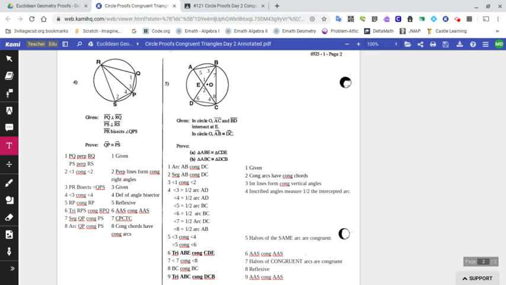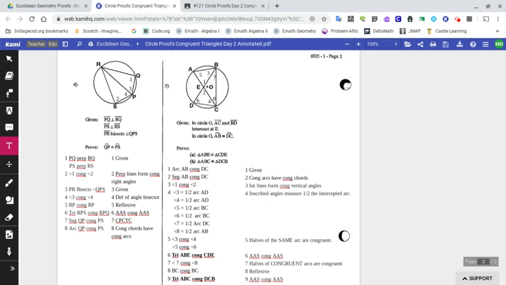Okay, number 4 is right along the same lines. Okay, I have the givens, the perpendiculars, and the PR bisects angle QPS. Okay, so I've got angle 1 is congruent to angle 2, perpendicular lines form congruent right angles, and 3 is congruent to 4, definition of angle bisector, and then of course RP congruent to itself by reflexive. So now those two triangles are congruent by angle side. And again, same last two steps as number 3. Segment QP and PS are congruent by CPCTC, and then their corresponding arcs, because congruent chords have congruent arcs.